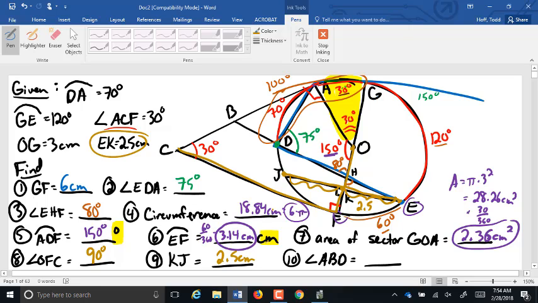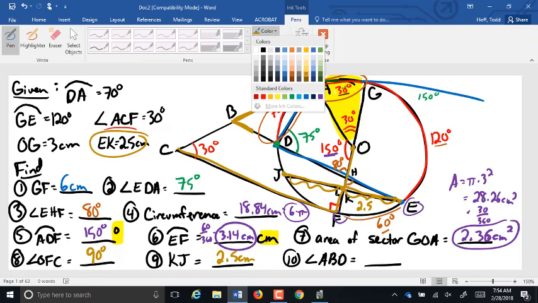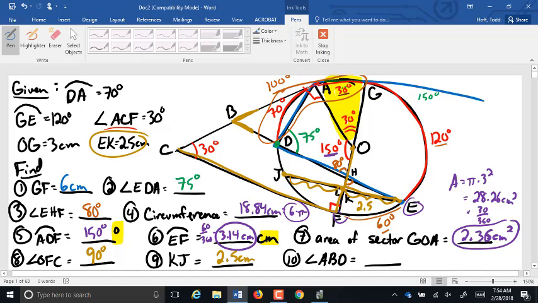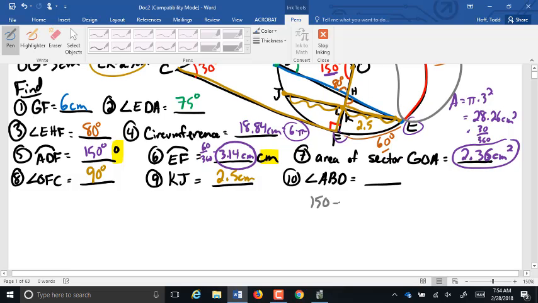Angle ABD. ABD, that's this angle right here. Well, that angle cuts an arc here of 70 degrees and an arc over here of 150 degrees. Remember, an exterior angle is the difference of the arcs divided by 2. The interior angle, we added the arcs together and divided by 2. Exterior, we subtract them. So it's 150 minus 70 over 2. Yep, you got it.